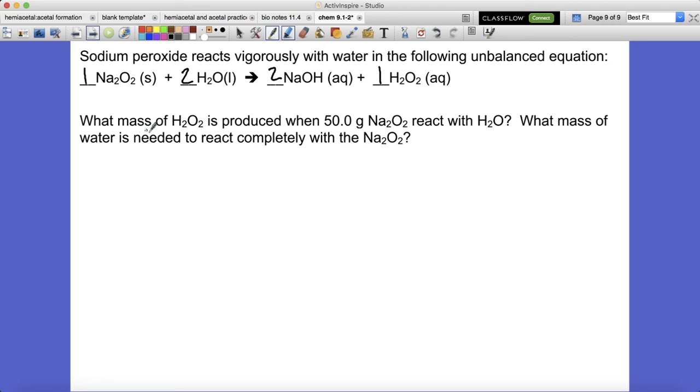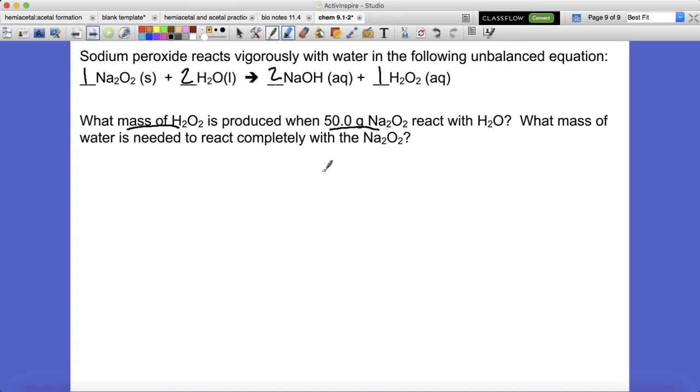I'm given a problem here. What mass is produced when 50 grams of sodium peroxide react? So this is going to happen eventually. I have grams and I want a mass. I want grams. So this is that long problem, right?